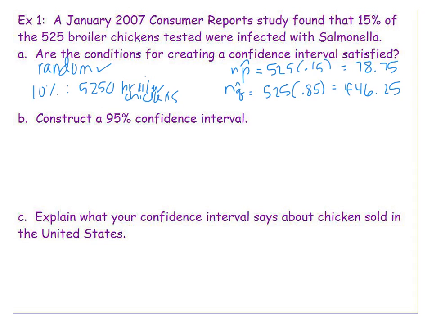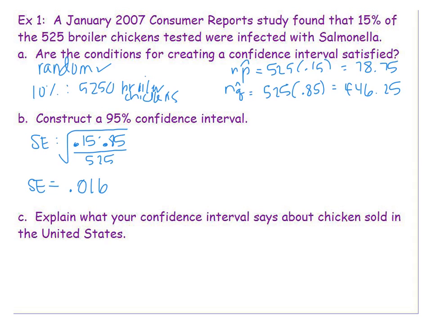Next step. Now that we've found our conditions, the next step is to find your standard error. So we need to take 0.15 times 0.85, which were our p and our q, divided by 525. Pick up your calculator. Remember, we want two non-zero digits. I get 0.016. So then the next question becomes, how many standard errors did we want?